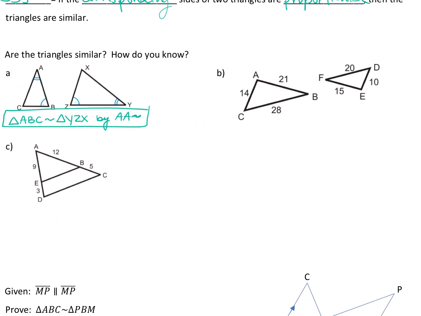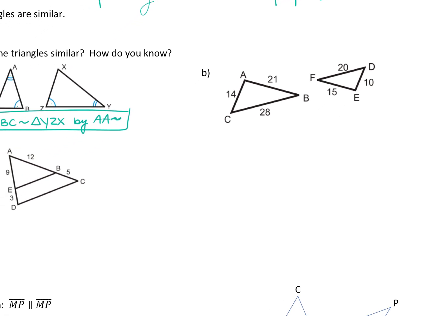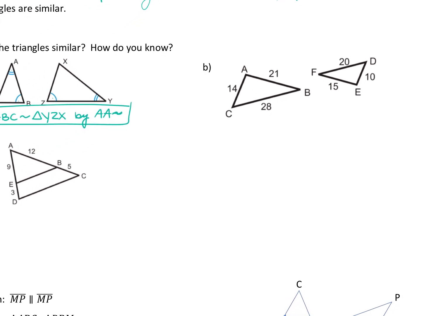Okay, this one, letter B. Just looking at this, is AA gonna work? Do we know anything about angles? We don't know any angle. So AA will not work. SAS will not work because we don't know anything about the angle. The only one that has potential here is SSS. What has to be true of the sides if SSS is gonna work? Proportional. Okay, so check that for me. Check if these sets of sides are proportional.